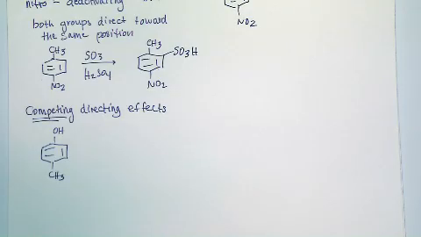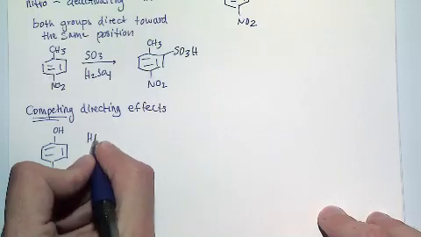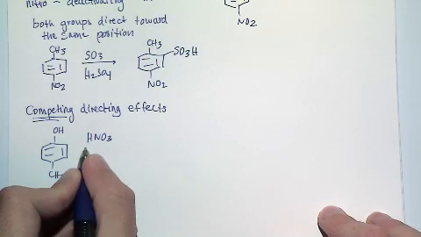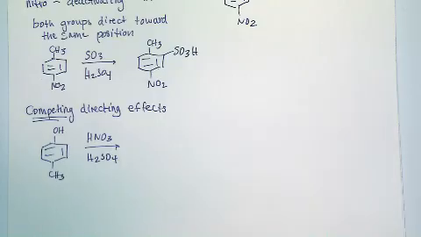Okay, so we've got this molecule, and I think I've said that we're doing a nitration, but it doesn't really matter. Okay, so how do we figure out the substitution pattern for this? Well, again, we have to look at each individual directing group.